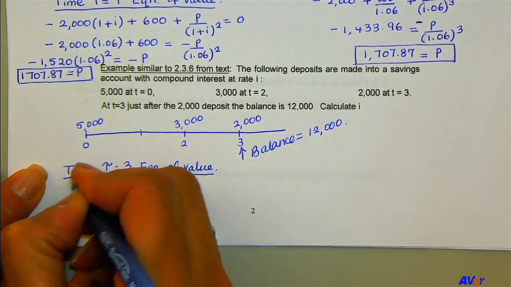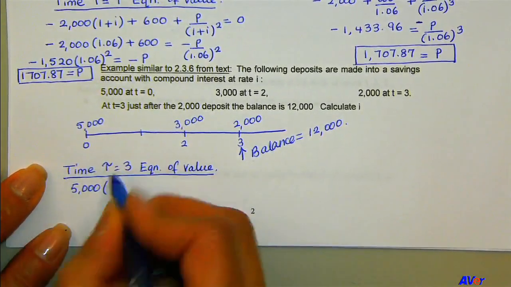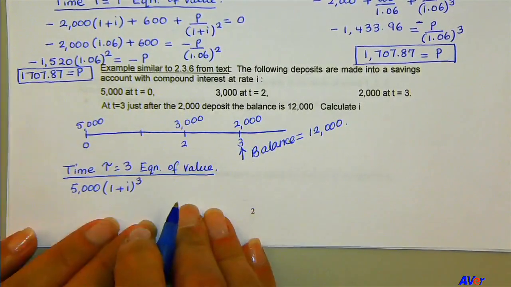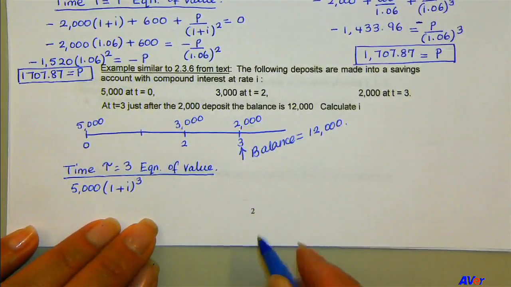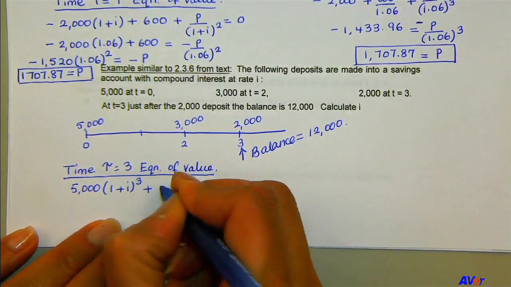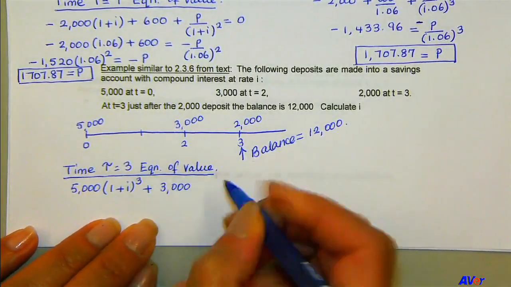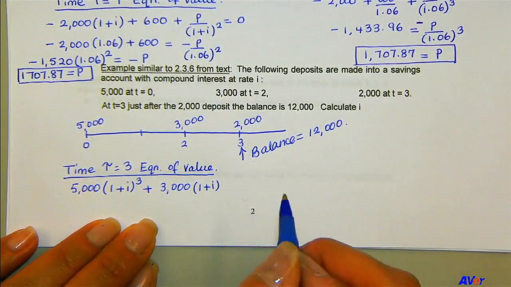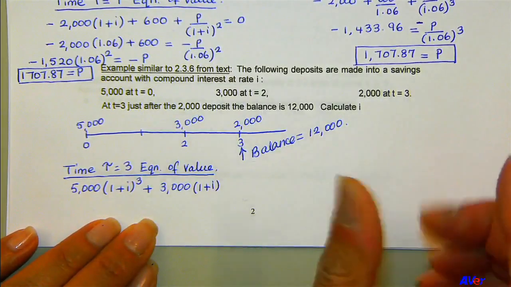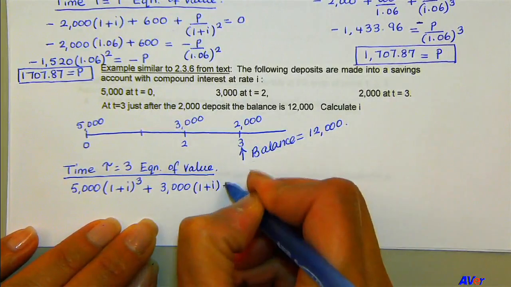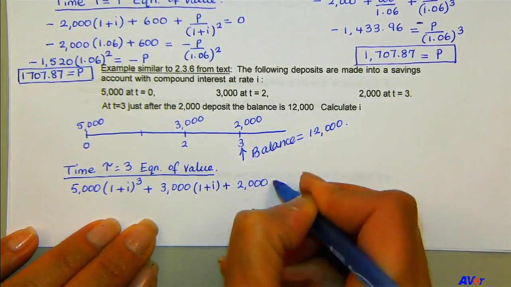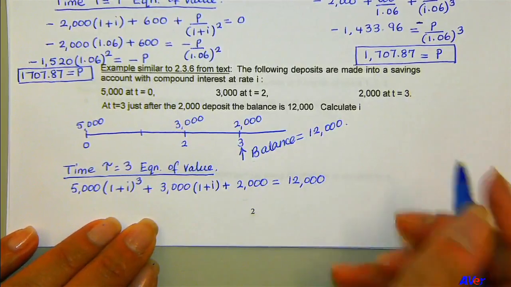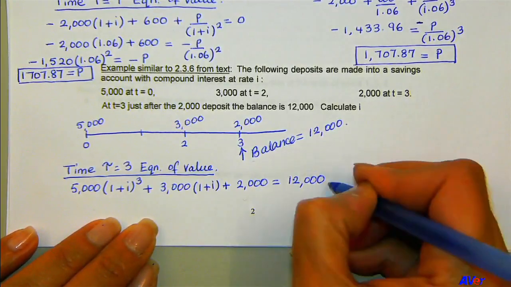So 5,000 times 1 plus I cubed, because I'm forecasting 3 places, plus 3,000 times 1 plus I to the 1, forecasting one year, plus 2,000 equals 12,000. And solve for I.